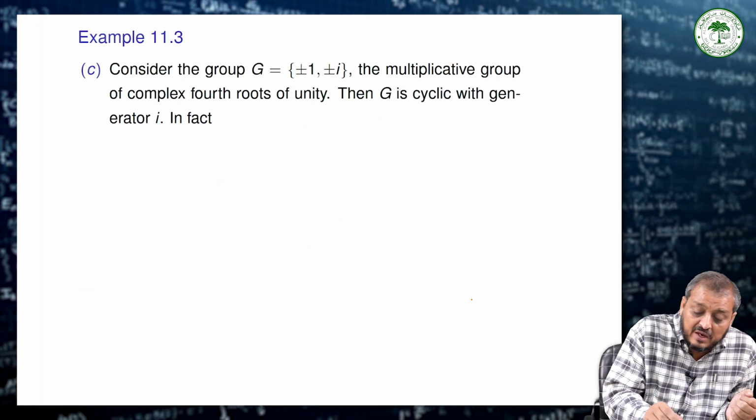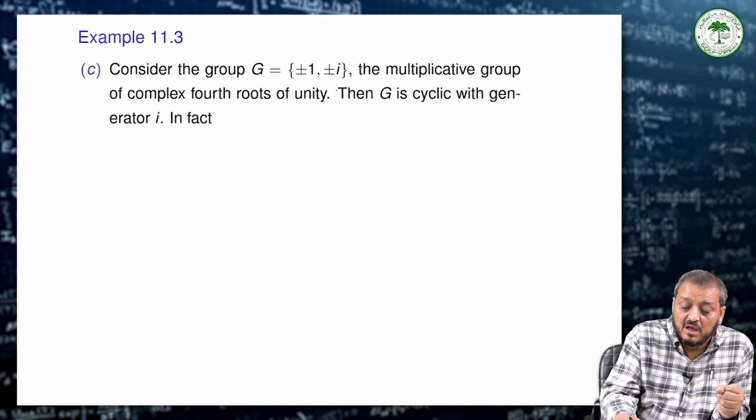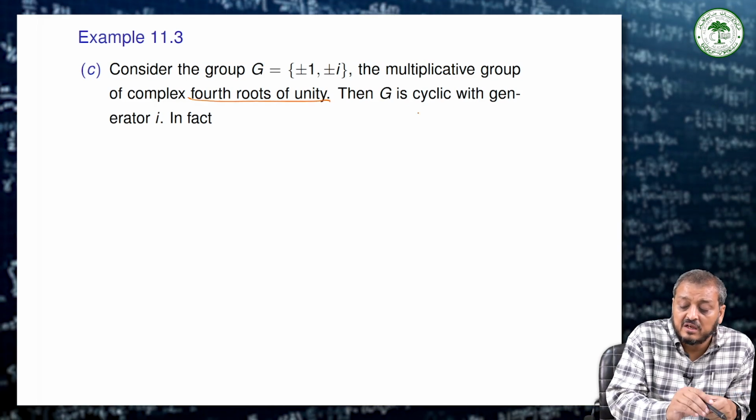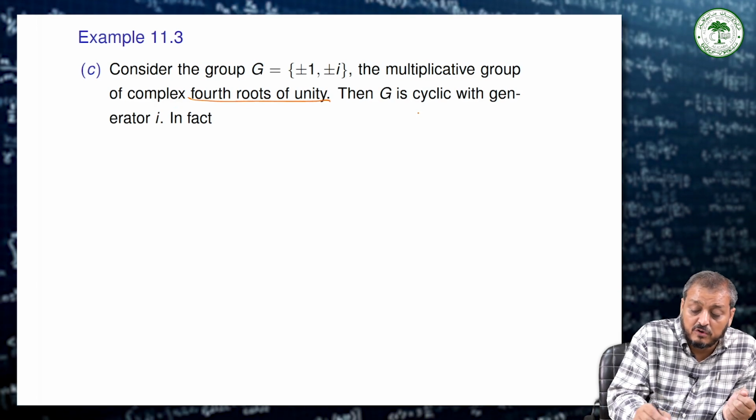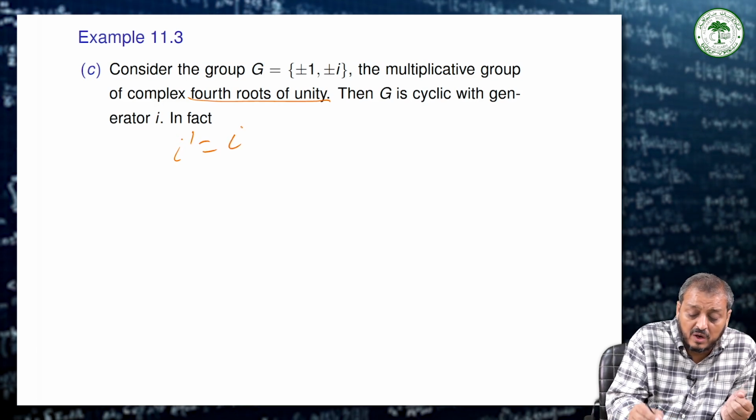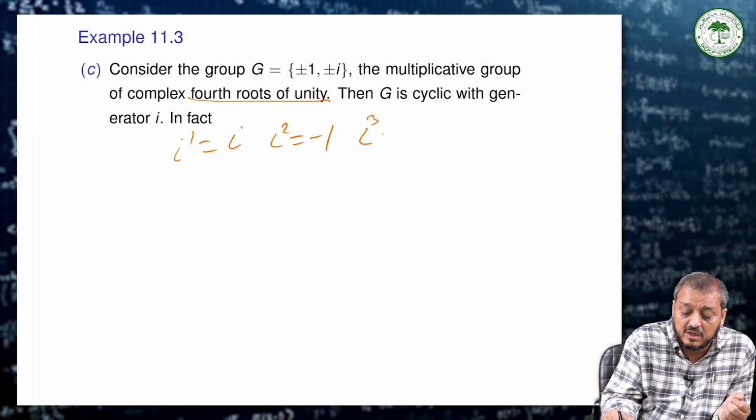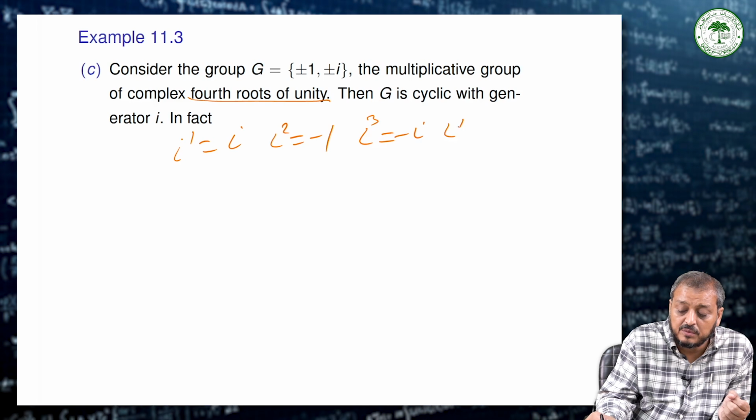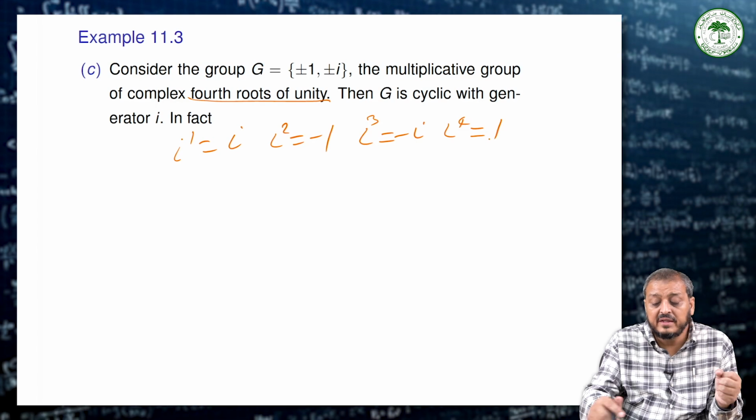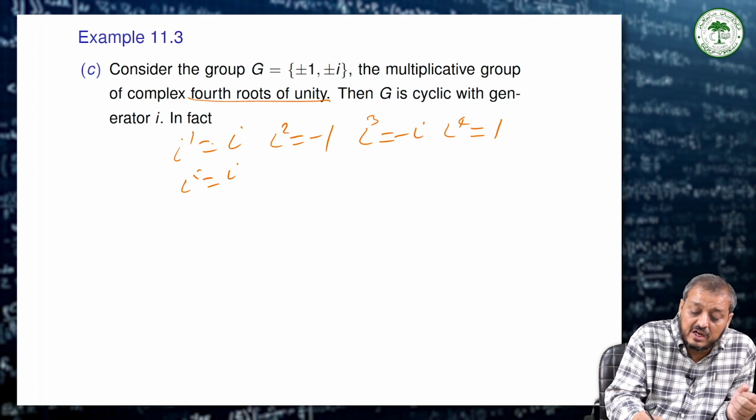Now consider this group. We consider the set {1, minus 1, i, minus i}, the multiplicative group of the fourth roots of unity, and G is cyclic. We try to find the generator. For example, take i. i to the power 1 is i, i squared is minus 1, i cubed is minus i, i to the power 4 is 1, and if we take i to the power 5, it is i, so the repetition starts again.